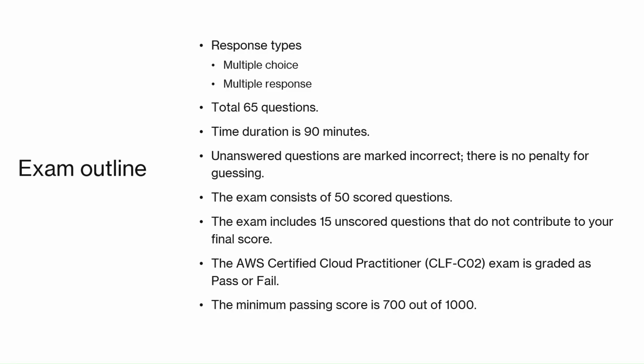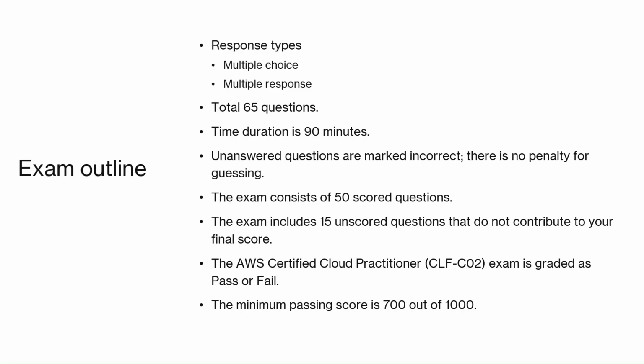How many questions are there? There are a total of 65 questions. Out of these, 50 questions contribute to your score. The remaining 15 questions are unscored, meaning these questions are used by AWS to evaluate questions for possible future use. The important thing is that these 15 questions are not identified during the examination.